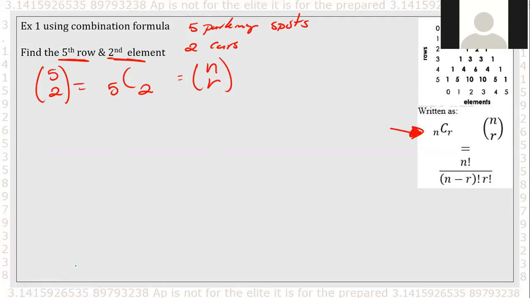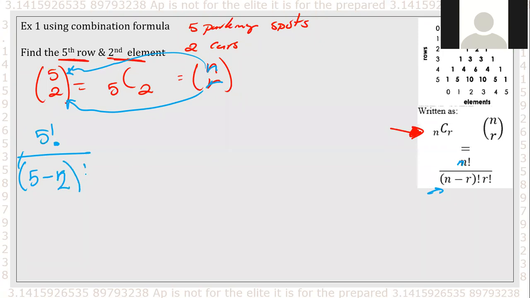So let's go ahead and check our solution. According to this, n goes on top, and my n is this term right here, the 5. So it's 5 factorial divided by my denominator, which is 5 minus my r. My r is this one right here. So it's 2 factorial, don't forget the factorial. Before I start expanding my factorials, I'm going to simplify inside here, 5 minus 2. Hopefully you see that that is 5 factorial over 3 factorial times 2 factorial.